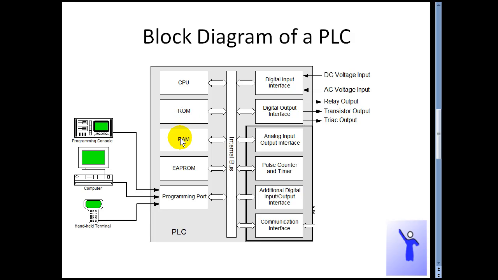And then we have this RAM, which, as you know, is random access memory, which is used to store various variables during the running of the PLC program. Maybe what is the status, what are the internal variables, what are the internal timer values, and so on.